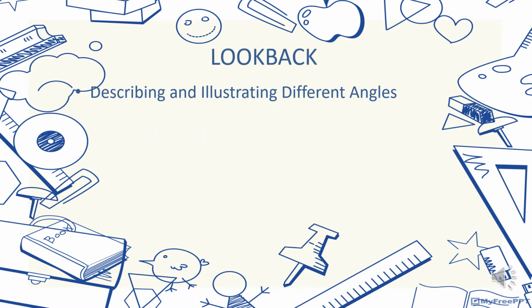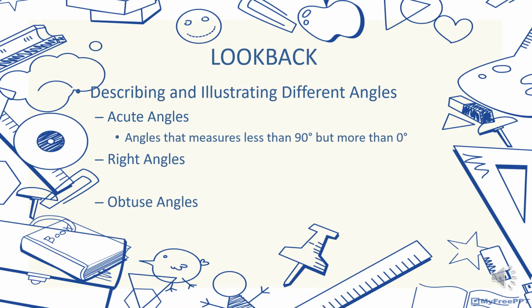Before we proceed to our next lesson, let us look back and visit our previous lesson last week, which is describing and illustrating different angles. Can you name those three different angles? Very good. The three angles are acute angles, right angles, and obtuse angles. So how can you identify if the angle is an acute angle? Very good. Acute angles are angles that measure more than 0 degrees but less than 90 degrees.